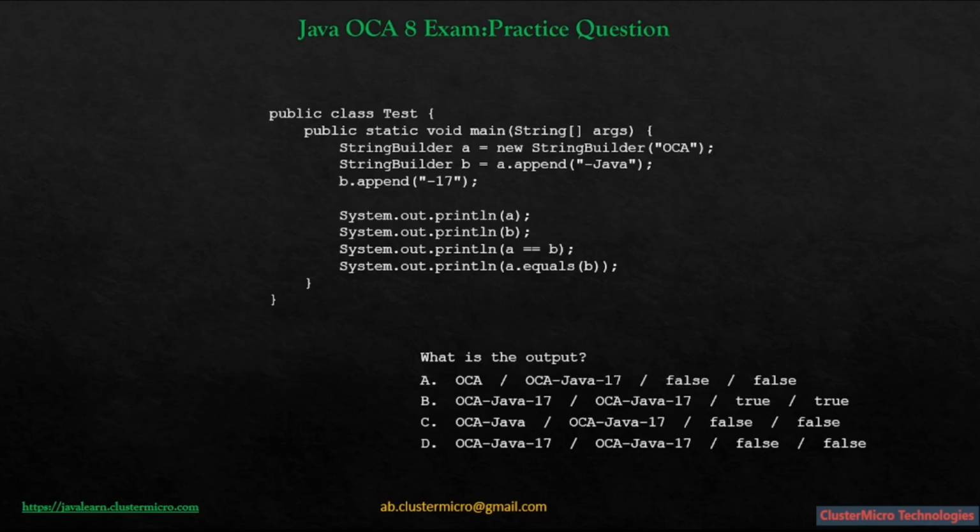So the complete output: the answer is B, OCA-Java-17, OCA-Java-17, then true and true. The lesson this question gives us is that b = a.append(...) does not create a second StringBuilder. It creates a second variable pointing at the first one. StringBuilder equals returns true here, not because of content comparison, but because a and b are literally the same object.